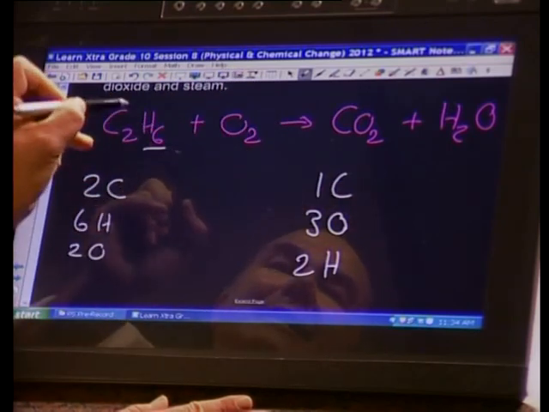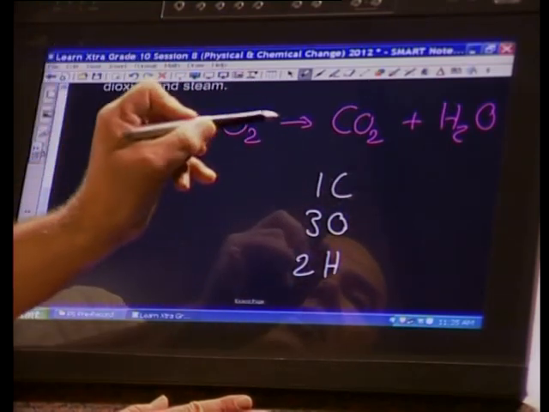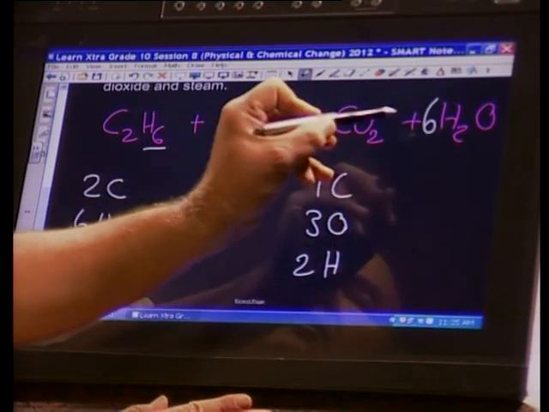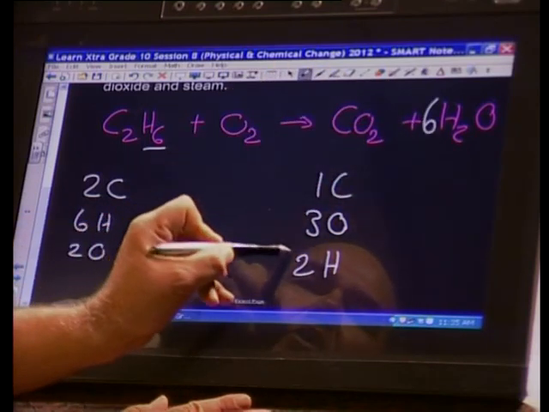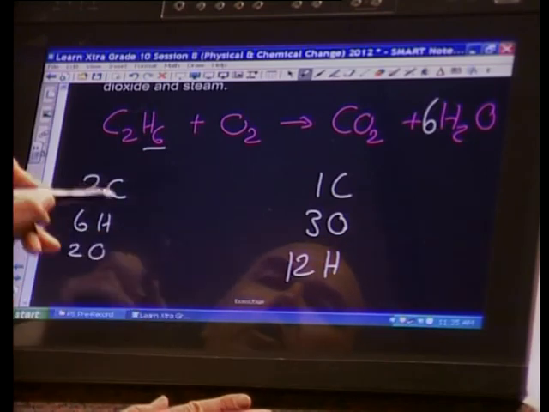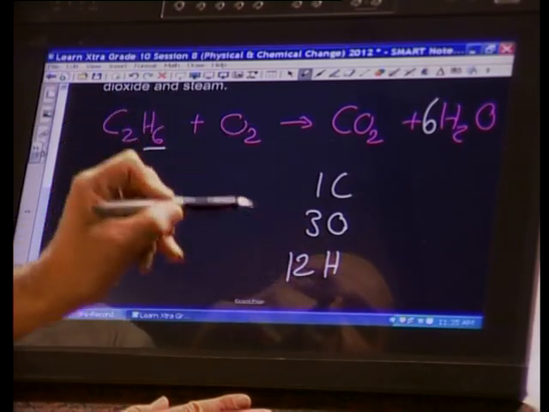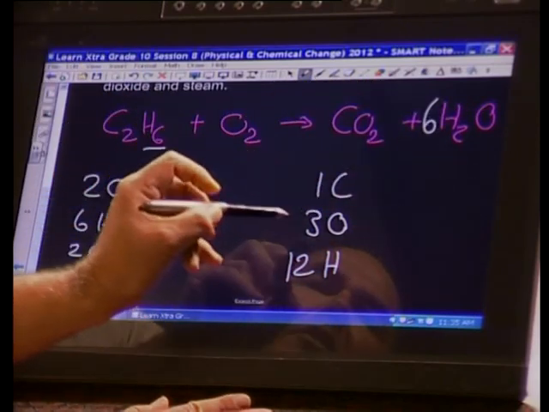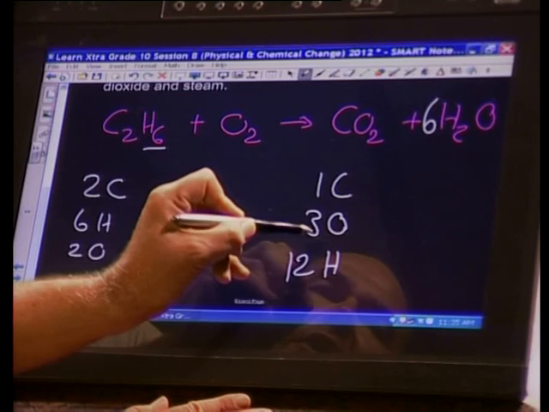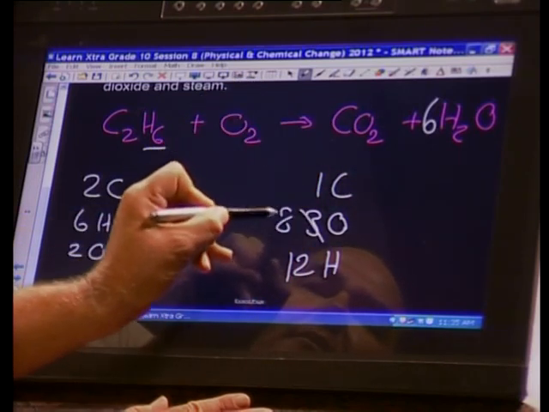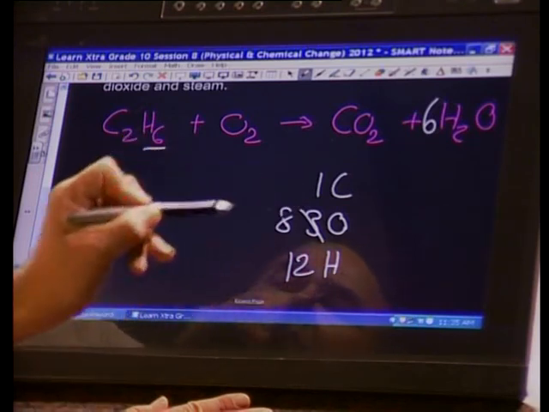I want to get an even number in front there. So if I make it a multiple of 6, then that will be cool. So I'm going to put 6 over there. Then 6 times 2 is 12. So I've now got 12 hydrogens, which means that I can easily change the 12 and I'll get that in. What about the number of oxygens now? Instead of having 3, I've got 6 plus 2, which is 8. Okay? So I've got 8 on that side.